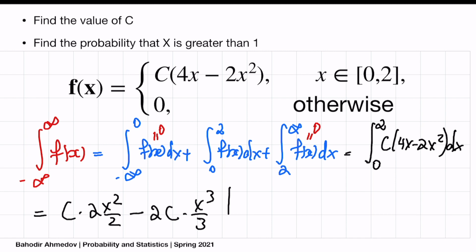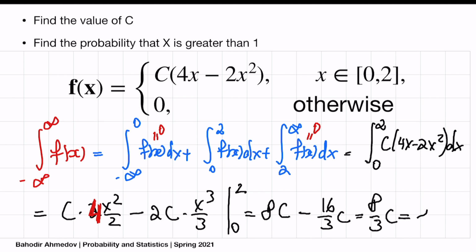Then we need to substitute 0 and 2. It should be 4 here. Please know that if you substitute 0, it's going to be 0, so I'm not going to substitute the 0. I'm just going to substitute the 2. If you substitute the 2, it's going to be 4 times 4 divided by 2. It's 8, right? 8c minus 16 over 3 c. If you give the common denominator, it's going to be 8 over 3 c. And this should be equal to 1 because we started from this integration, right?